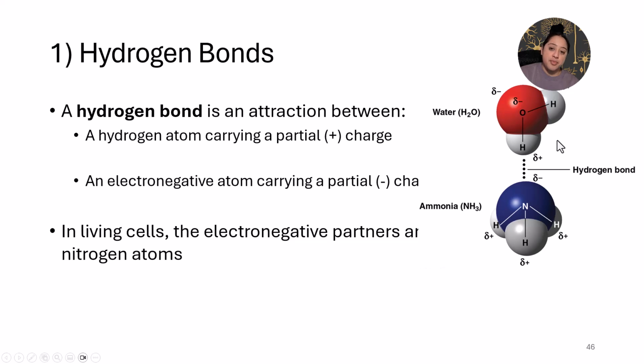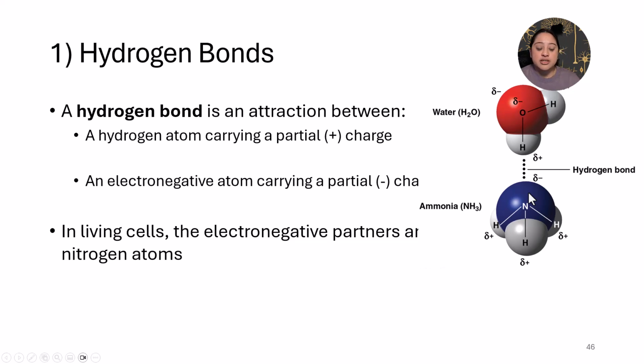So here are two different molecules. Here's water, which is polar and has partial charges. And here's ammonia, which also has its own partial negative and partial positive charges. A hydrogen with a partial positive charge is attracted to the nitrogen on this molecule. This nitrogen is electronegative and has a partial negative charge, and so this is a hydrogen bond. It's pretty weak, but again, sometimes that's good.